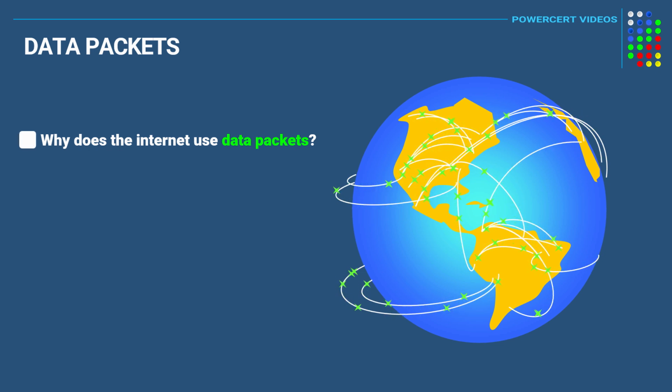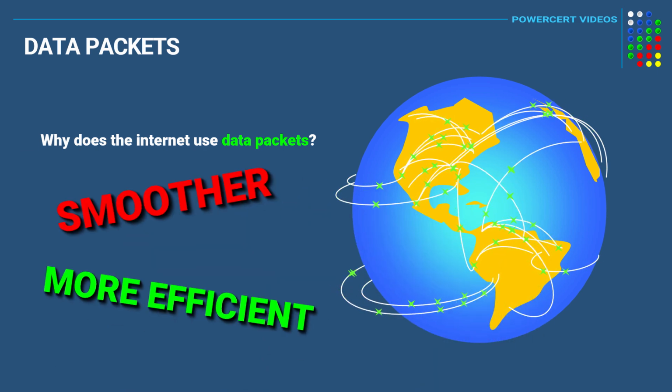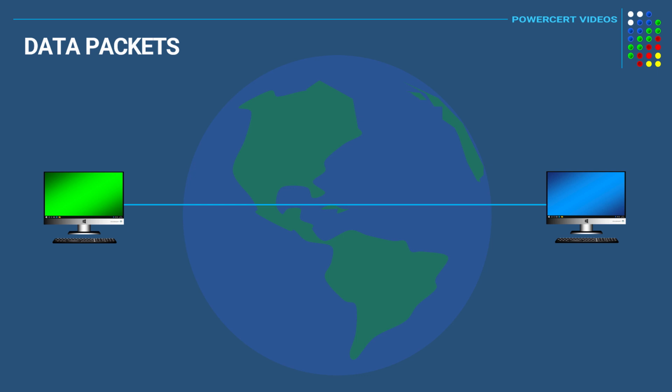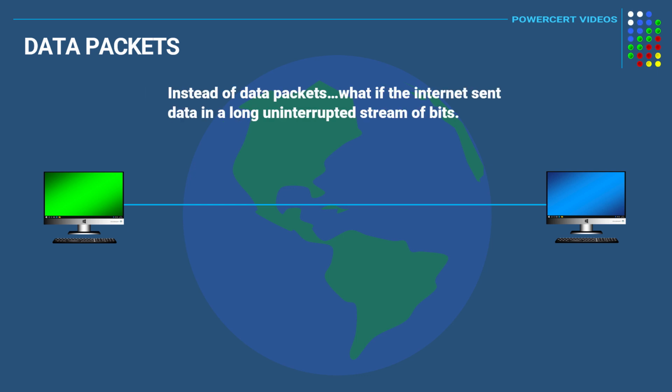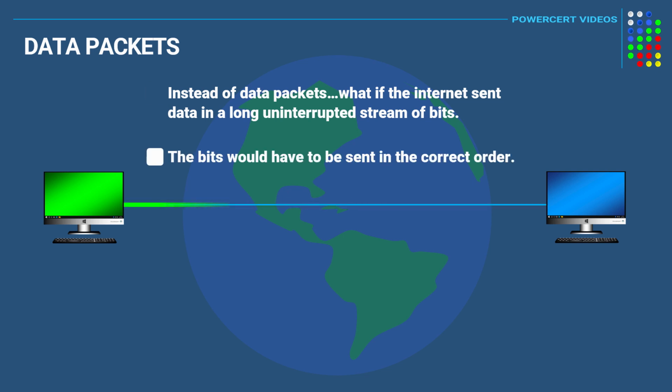Why not just send all the data together? Well, the reason for using data packets is to make the internet run smoother and more efficient. So, for example, let's say that the internet didn't use data packets, and instead it sent all the data together in a long, uninterrupted stream of bits. And in order for the data to be read, those bits would have to be sent in the correct order. This method is what's called circuit switching.